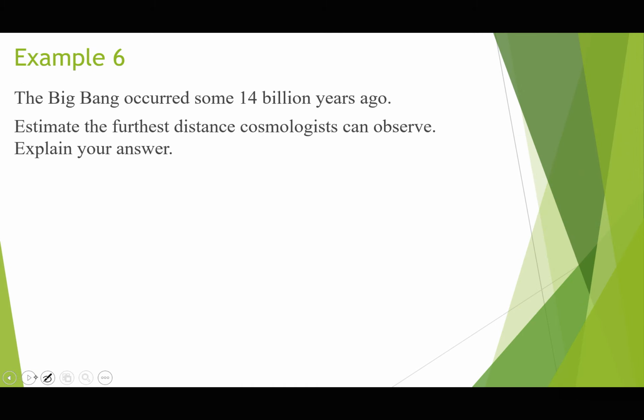The Big Bang occurred some 14 billion years ago. Estimate the farthest distance cosmologists can observe. So this is going to be the time for which observations have been taken. And because cosmologists rely on the redshift to explain the expansion of the universe, then we shall use the speed of light as the speed.